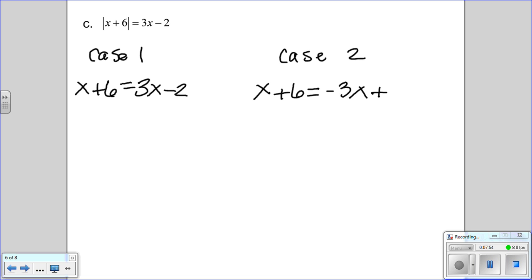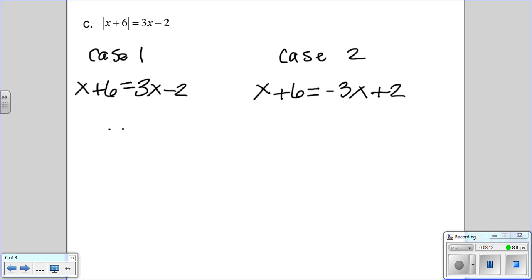plus 2, okay? So both signs have to change. It becomes negative 3x and a positive 2. If you have more than one term or more than one number, you have to switch the symbol on both of those for case 2. Okay, notice that the x plus 6 is the same in both equations. So now we have to solve.